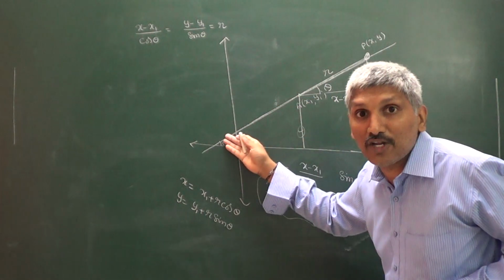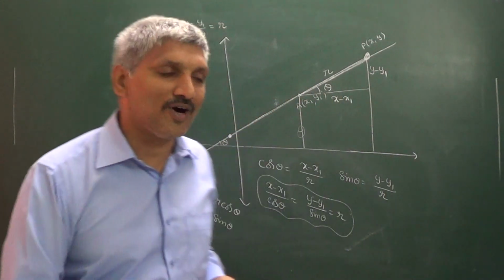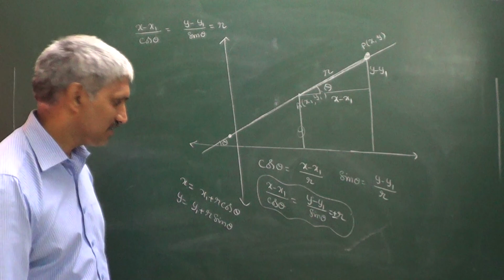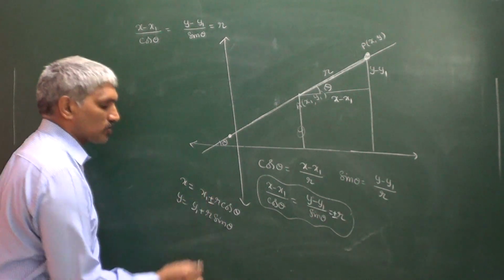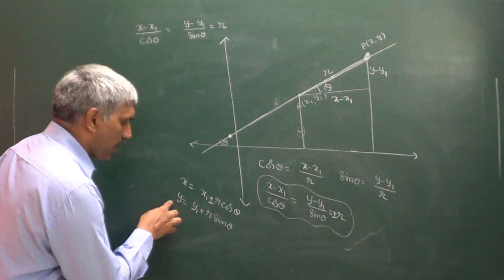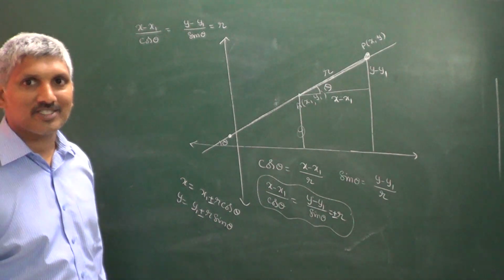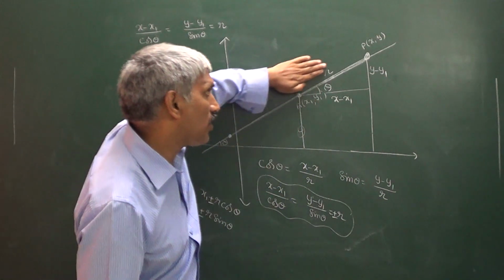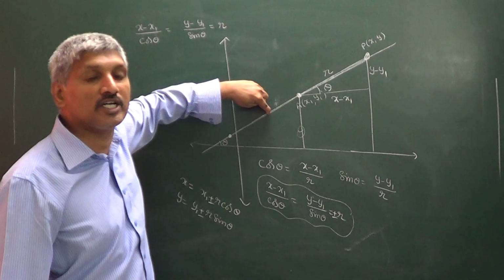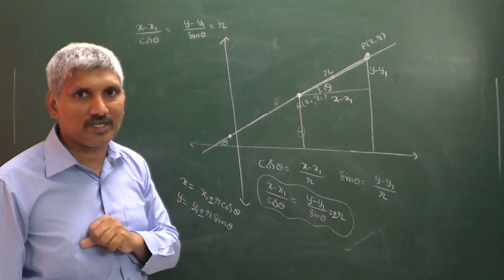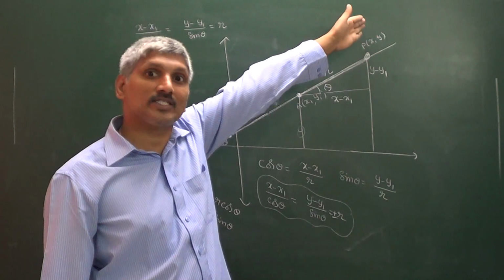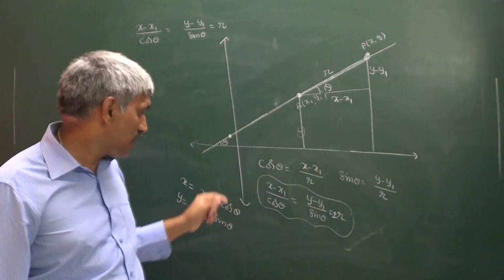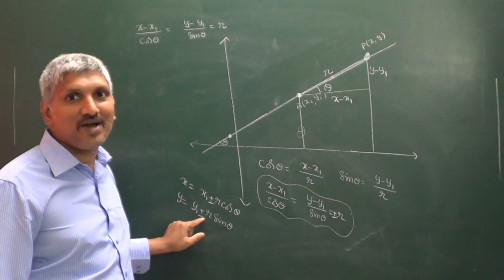When we proceed r units this side, another point is also possible. That's why we write plus r, minus r. That's why x is equal to x1 plus or minus r cos theta, y is equal to y1 plus or minus r sin theta. That means from a point x1, y1, at a distance of r units on a line whose inclination is theta, two points are possible. One point is x1 plus r cos theta, y1 plus r sin theta. Another point is x1 minus r cos theta, y1 minus r sin theta.